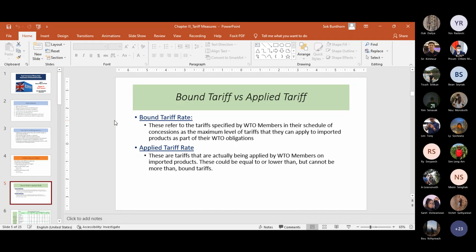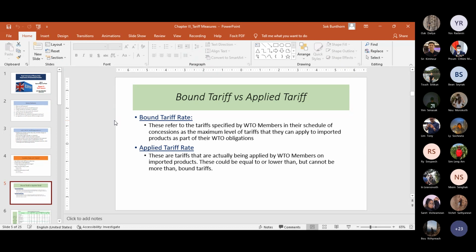But that is your freedom. From 0% to 20% is your freedom, because the bound rate is already 20%. You have the freedom to apply 1%, 2%, 5%, 10%, or whatever level, as long as it does not exceed the 20% that you committed in your bound rate. So the applied rate is the rate that you apply in reality, while the bound rate is your maximum commitment.